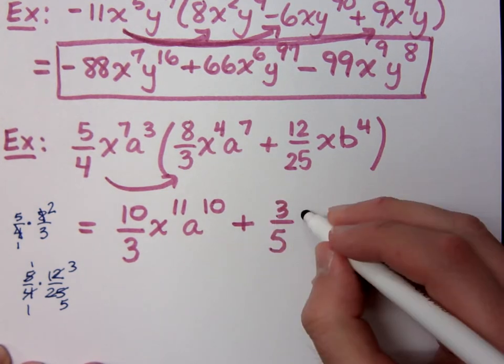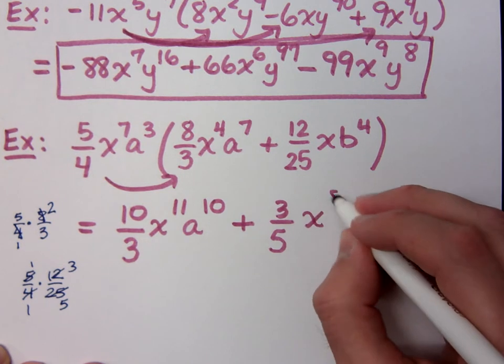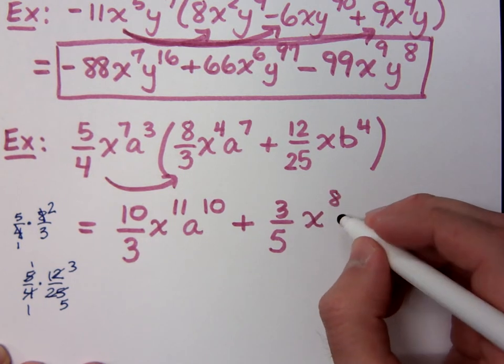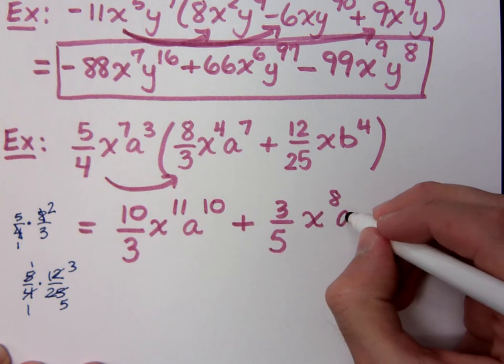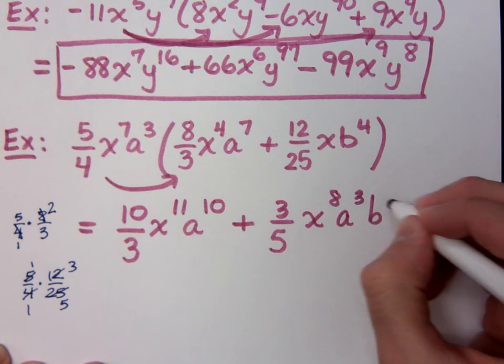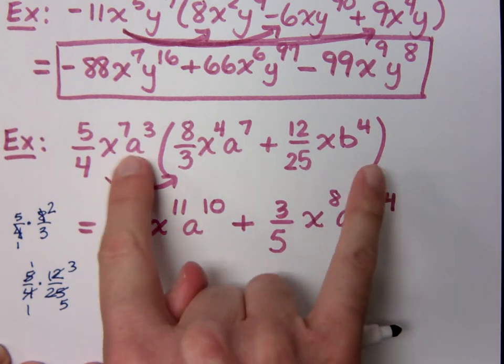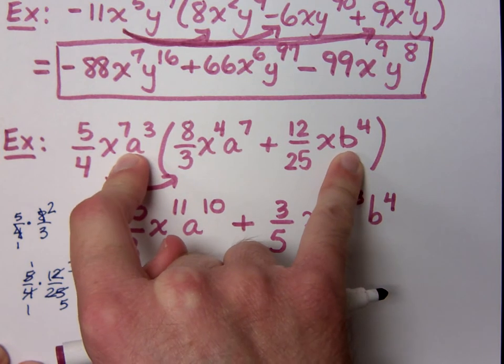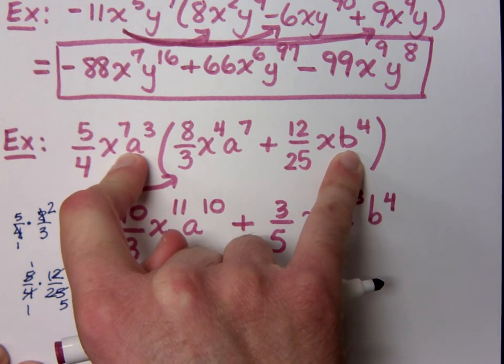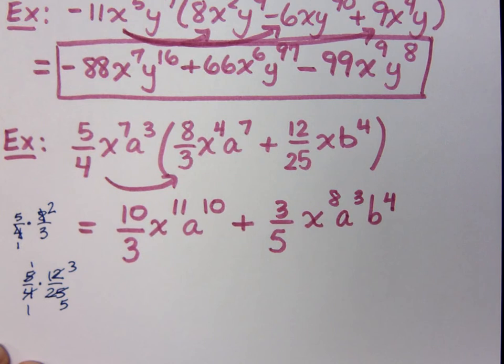How much x do you have? 8. And what else? a to the third and b to the fourth, right? Because these don't have the same base, do they? So you cannot add those exponents. Tricky, tricky.